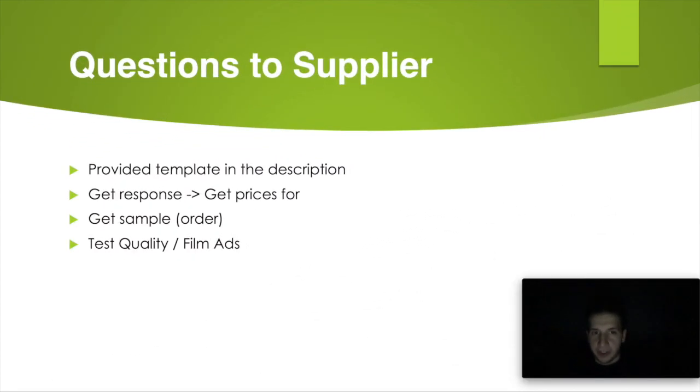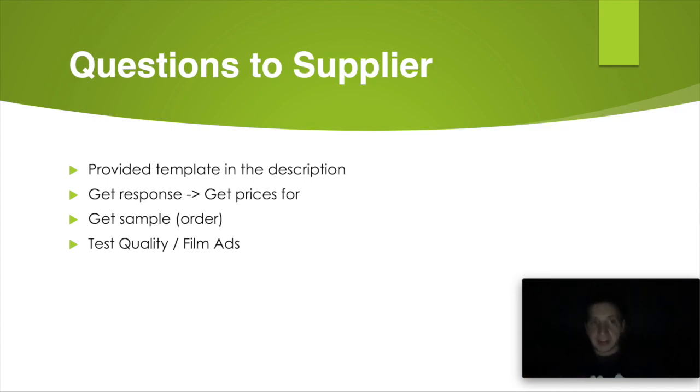So step one is to send the supplier the message that I provided in the description. You just basically copy paste it into the message center in AliExpress or Alibaba, and make sure to edit your information. In the template, there are blanks, places where it says your name or your number. So you gotta edit that and fill out your information.